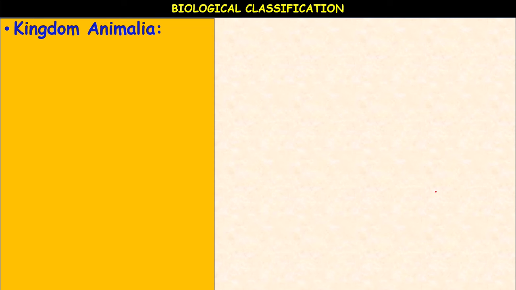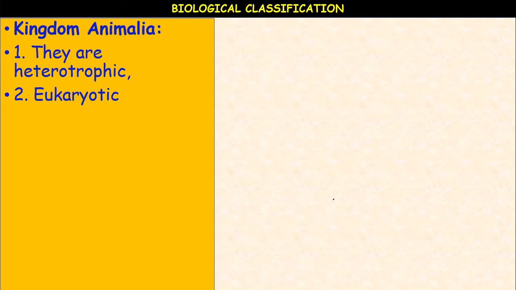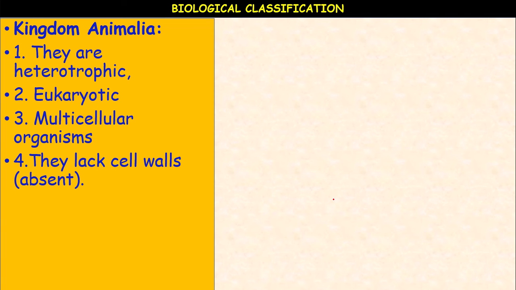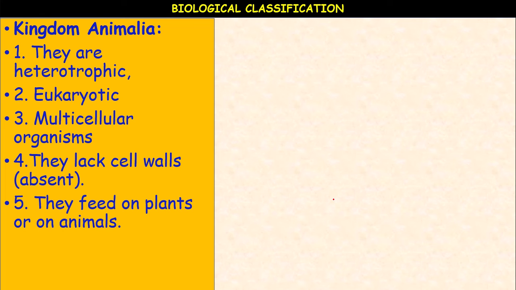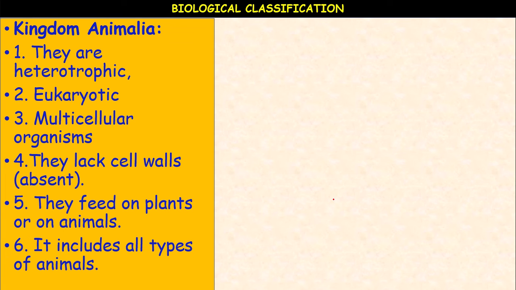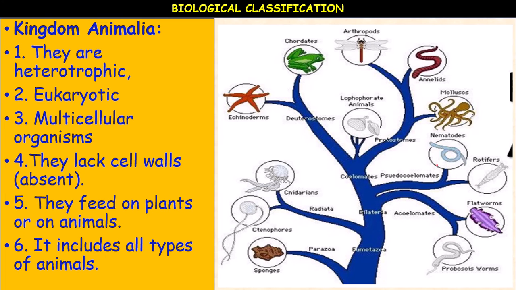Next, kingdom Animalia. They are heterotrophic, eukaryotic, multicellular organisms which have cells, but they lack the cell wall and chlorophyll. They are heterotrophic, eukaryotic, multicellular organisms; cell walls are absent. They feed on plants or other animals. It includes all types of animals.